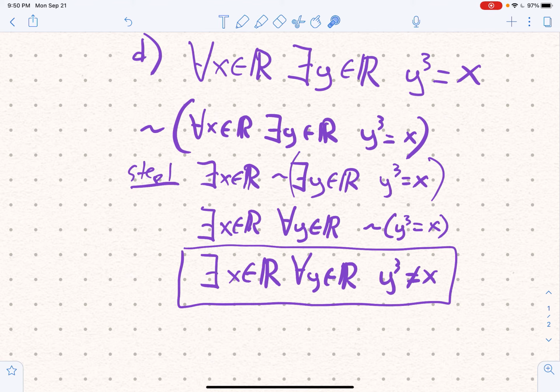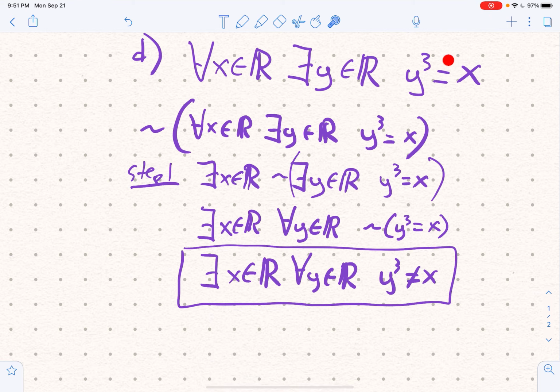to negate it. So the original statement claims for every x that you give me, that's every real number x, I can find a real number y such that y cubed is equal to x. And the way to think about this is, if you give me an x, then I have to come up with a y, and y cubed is equal to x. And this is saying that I can always do that. I always win, basically. I always can find a y that works.